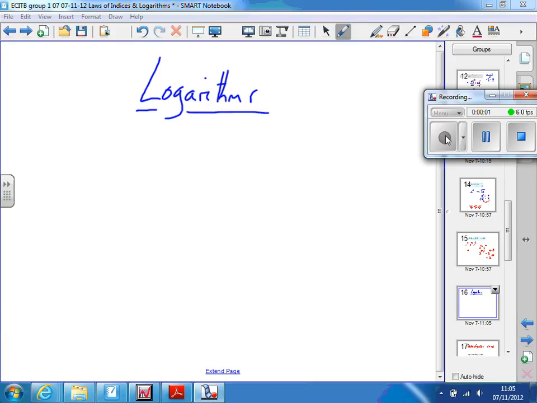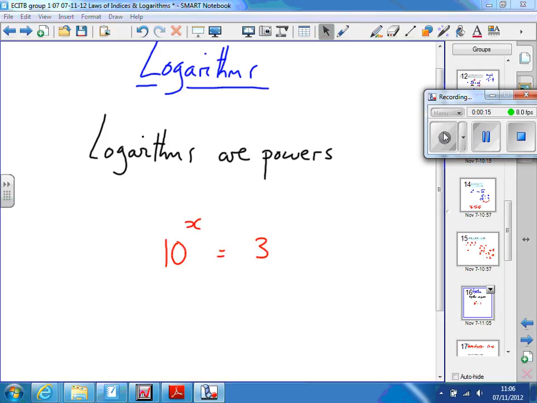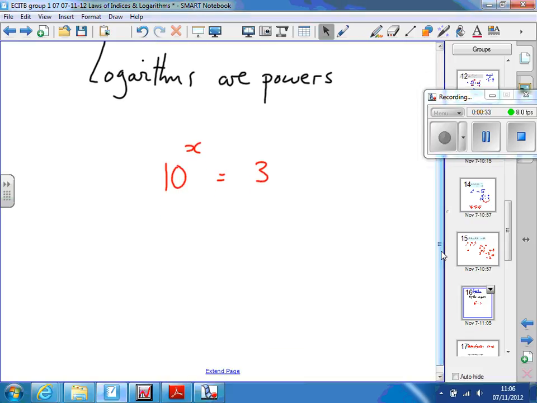So logarithms. Logarithms are powers. If we look at this, 10 to the x equals 3, for example. The power is x. Logarithms are powers. And so if I want to find out what power I've got to raise 10 to in order to get 3, I find the logarithm.